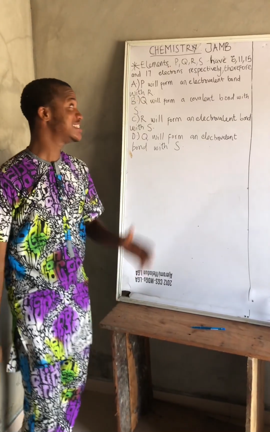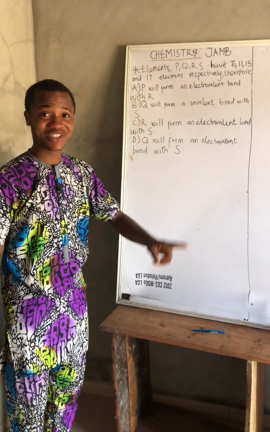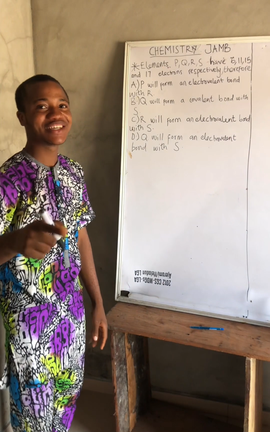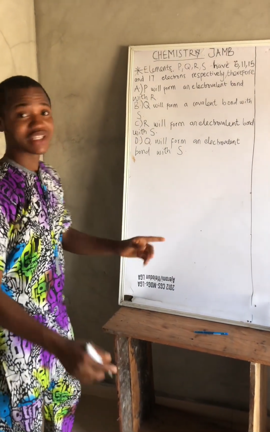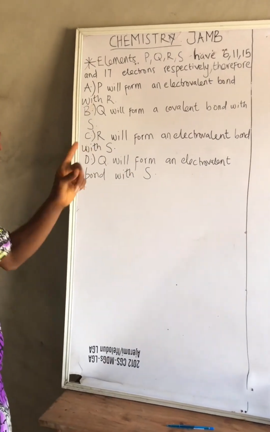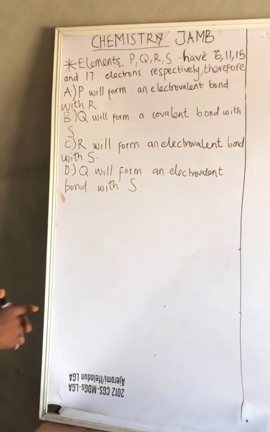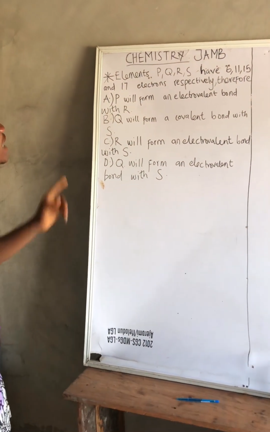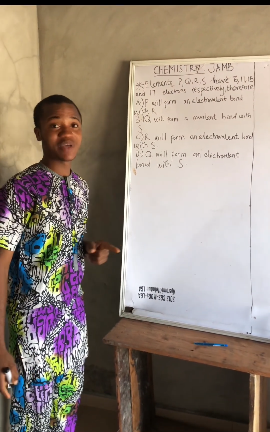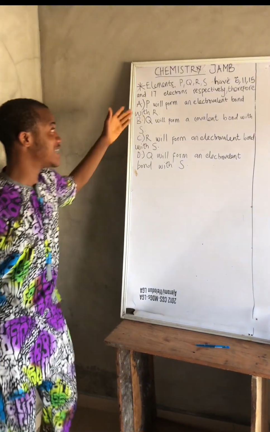Good day, everyone. This is a chemistry JAMB past question. So I'll try to solve it with you guys. Let us go. This question says elements P, Q, R, S have 6, 11, 15, and 17 electrons respectively. Therefore, you can see the options.